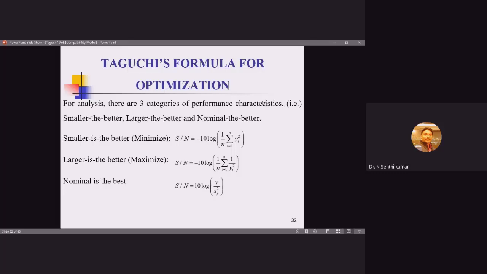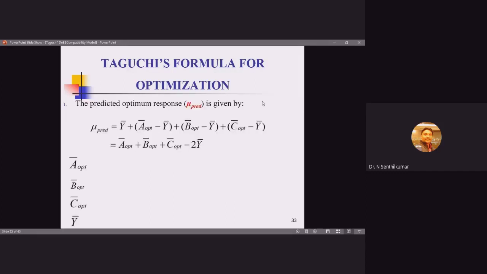Second, maximization: increasing the productivity, increasing the material removal rate. That and all are maximization, so for this we have to use the second formula. Setting a target value, the surface roughness has to be set at 0.5 microns. For this, I have to use the third formula. Mostly we will be using the first and second formulas only. So this is the formula for prediction.